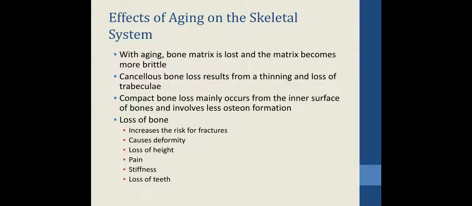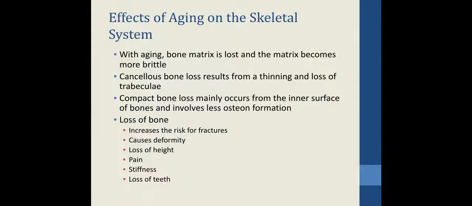Okay, what happens to the skeletal system as we age? Well, with aging, we are going to lose bone matrix, and that bone matrix is going to become more brittle. We also have that cancellous bone loss resulting in thinning and loss of trabeculae. Compact bone loss is really going to occur from the inside surface of bones because we're losing osteon formation.